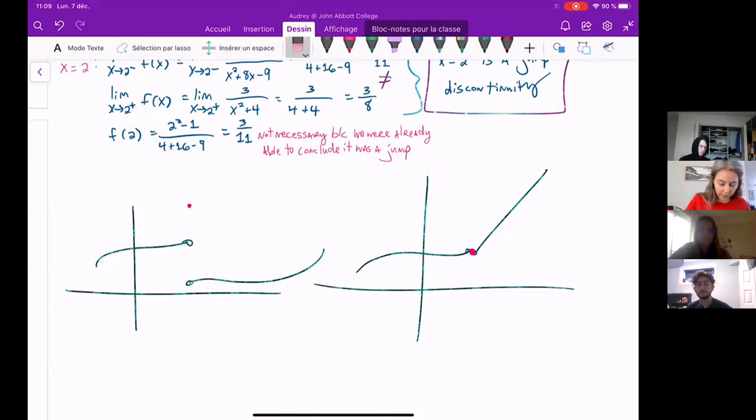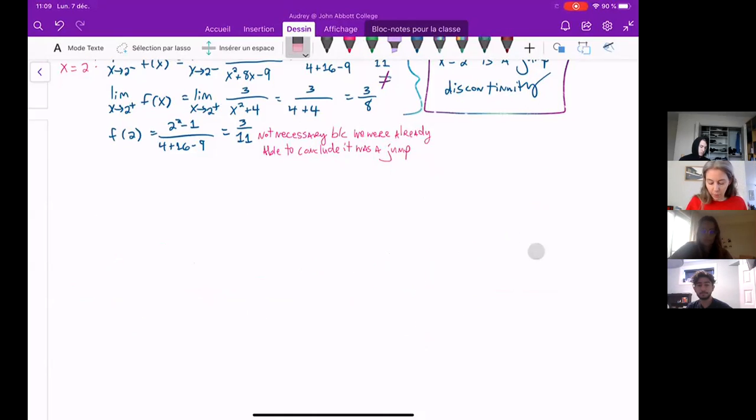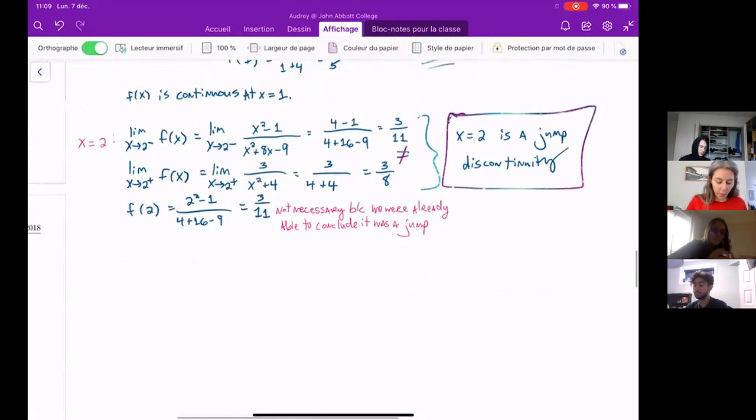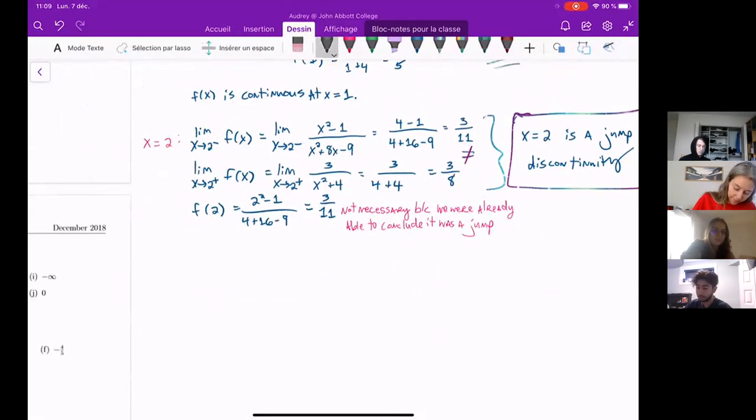Okay, I'm going to erase these graphs if that's okay. Are there questions about this continuity question? Okay, then we're going to move on to question 4.